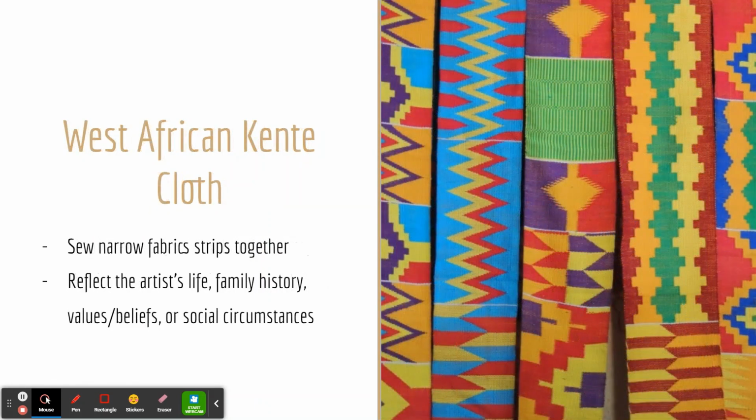West African kente cloth. People make kente cloth by sewing narrow strips of fabric together. It reflects the artist's life, family history, values, beliefs, or social circumstances. For example, if you're poor, then you might use cheaper fabric, but if you're really rich, you might use more expensive fabrics. So on the right is an example of kente cloth.